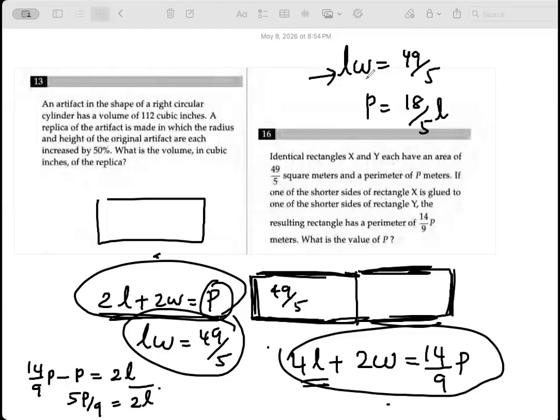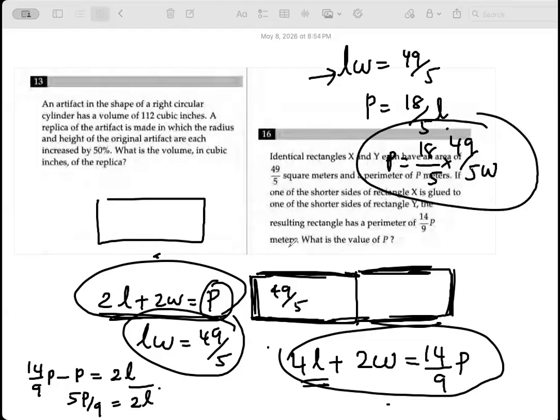Just a minute, guys. See, even if I substitute, there is something missing. So here if I substitute L as 49 by 5 W, this is 18 by 5. I won't get the perimeter value properly. Oh, yes, I will get it. Oh, I will get it. Perimeter is, okay, wait.